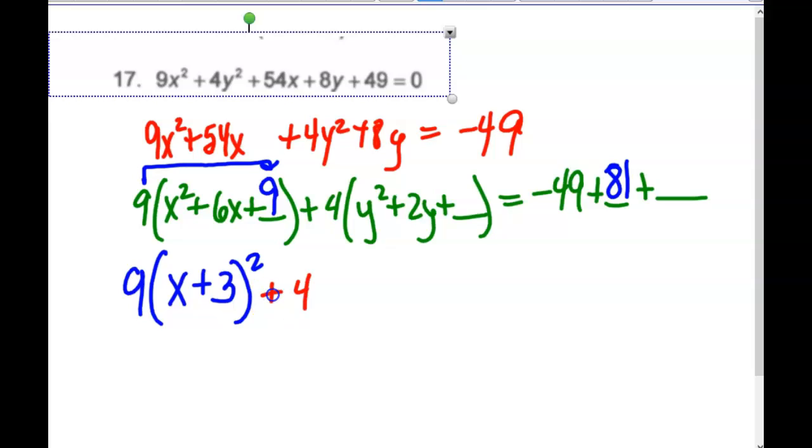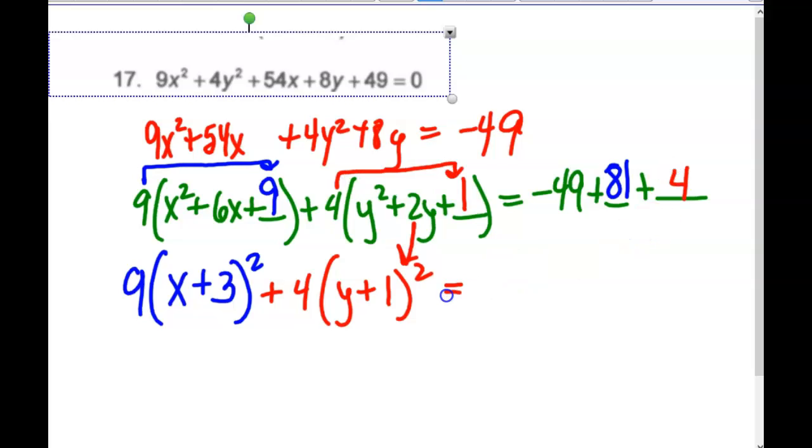Then for the y, there was a 4 out front, but half of this is plus 1. Squared is 1, but I really added 4 times 1, or 4 to the other side. Negative 49 plus 81 plus 4. I'm guessing 25. Is it 35? 25? 36? Yep. I'm not a good guesser. Did everybody get 36 over there?